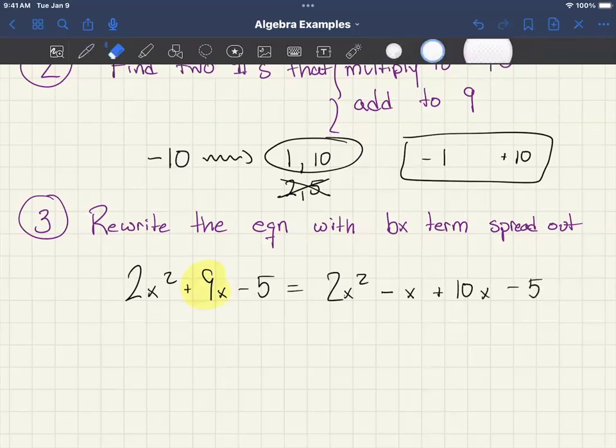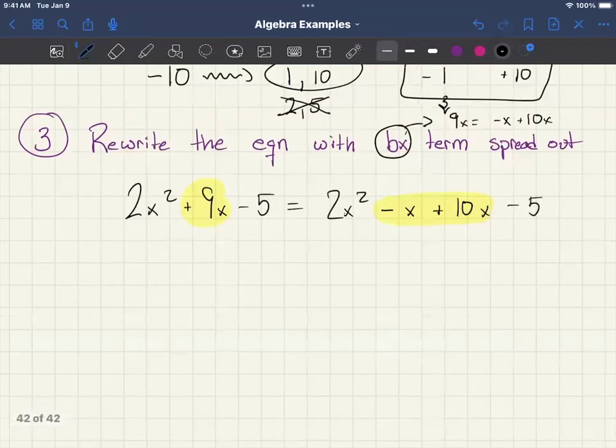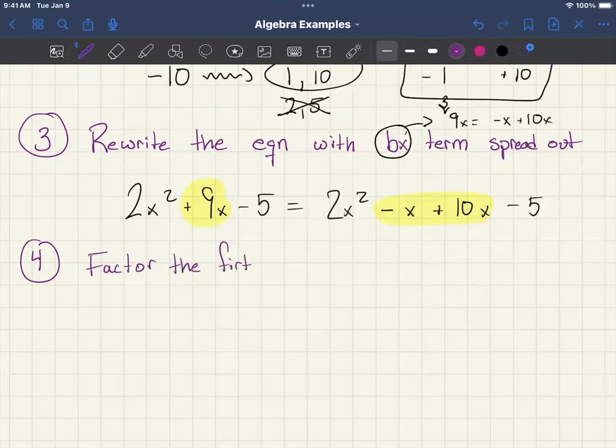So we are going to replace it with the things that we found out, right? Up here we have 9x is equal to negative x plus 10x. So we're going to substitute that in there. We're going to make it into two chunks instead of one. Now, the reason why we want to break this up into two pieces is we are going to use each of these pieces to factor. So we're going to factor the first two terms and the last two terms.